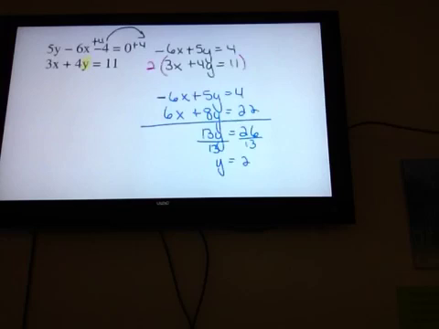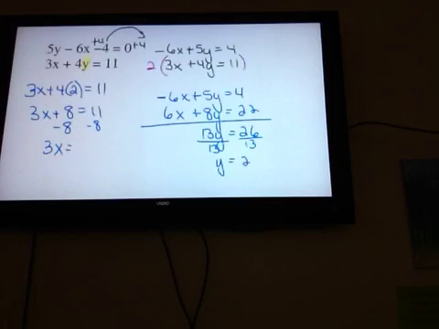And I'm going to plug that in. So 3x plus 4 times 2 equals 11. 3x plus 8 equals 11. Subtract your 8. 3x equals 3. And divide by 3. And x is 1.